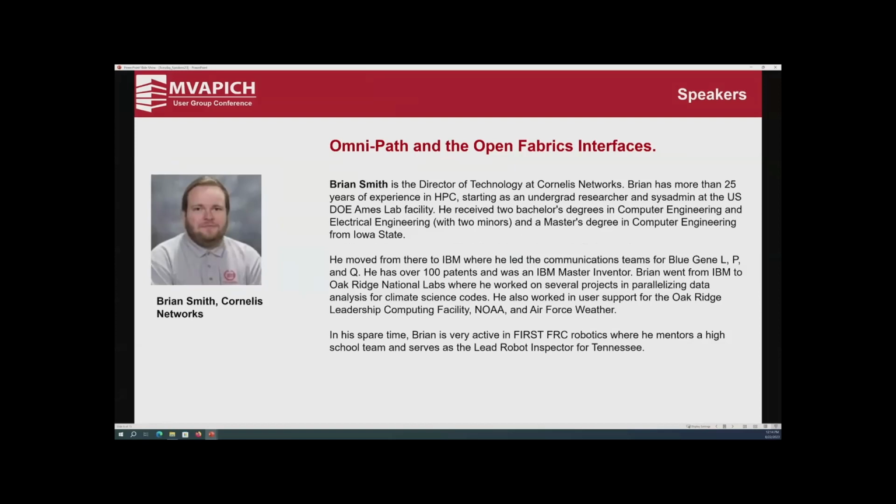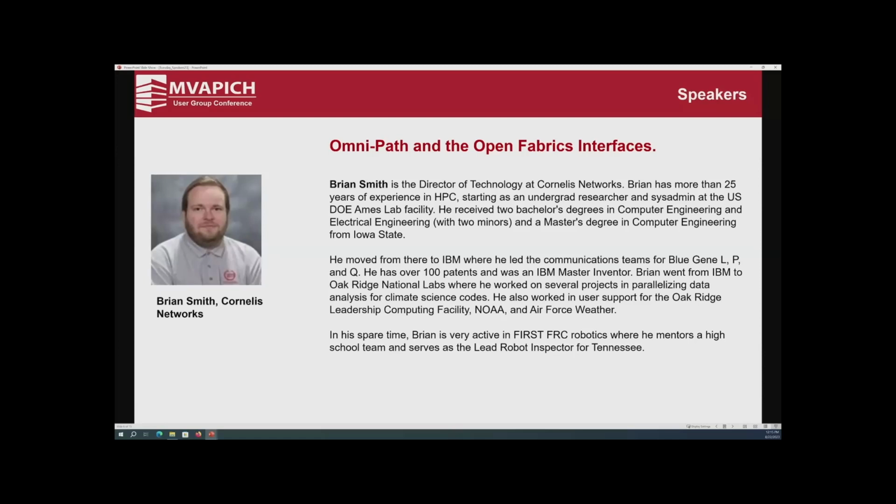Brian has more than 25 years of experience in HPC, starting as an undergrad researcher as a system admin at the US DOE Ames lab facilities. He received 2 bachelor degrees in computer engineering and electrical engineering with 2 minors and a master's degree in computer engineering from Iowa State. He moved from there to IBM, where he led the communications team for BlueGene L, P, and Q. He has over 100 patents and was an IBM master inventor.